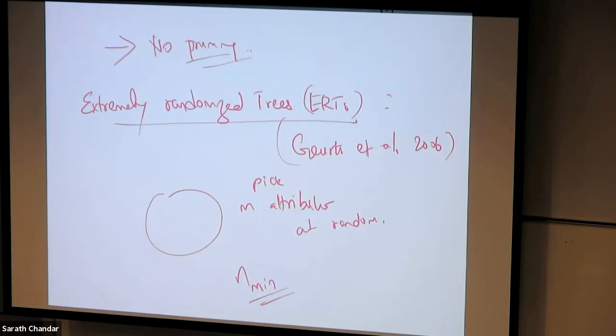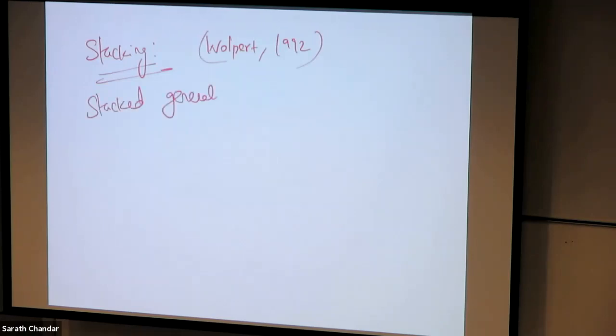Okay, so now this is all one family of combination. This is the idea of combining things by taking an average. Now there is another smarter or more sophisticated way of combining things, which is the idea of stacking. This is by Wolpert in 1992. This is also known as stacked generalization.